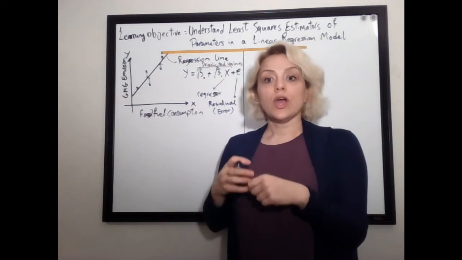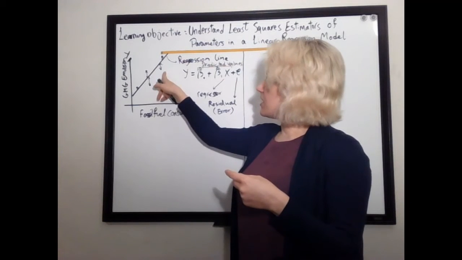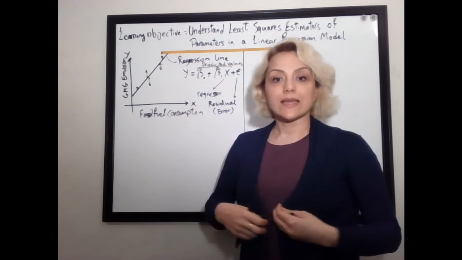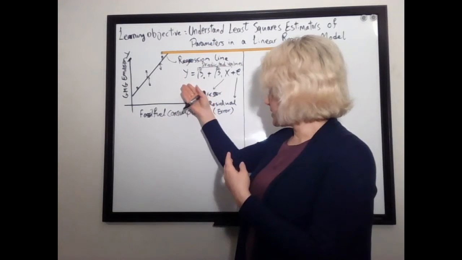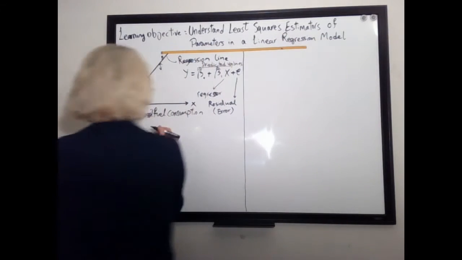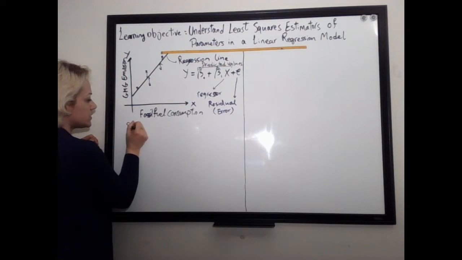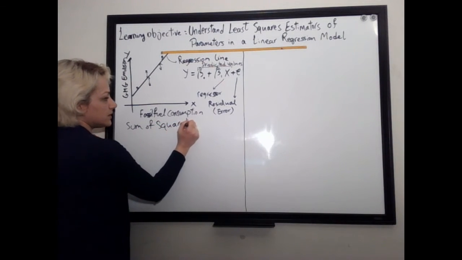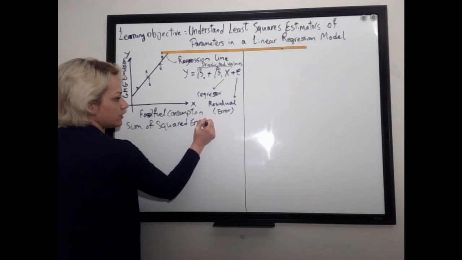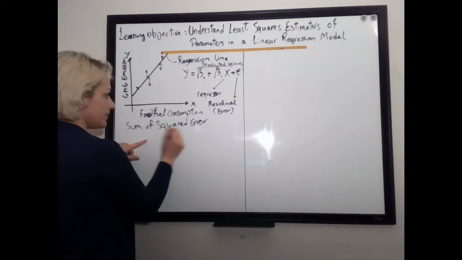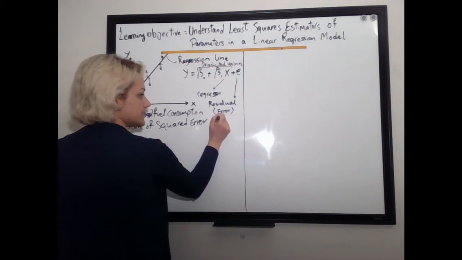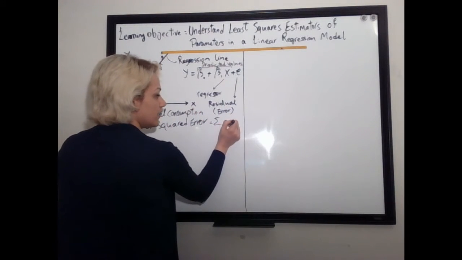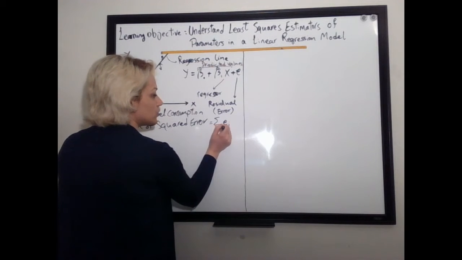So what would I do? Because these deviations are going to be negative and positive, we are going to get the sum of the square of them. So we would say the sum of the squared error is equal to sigma of E, which was error, I'm going to say E_i, with i equal to 1 to n.